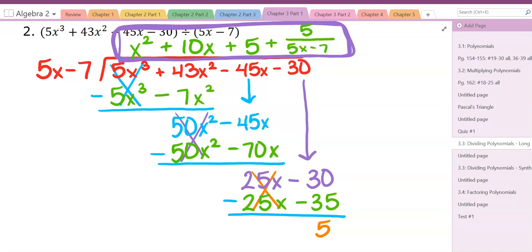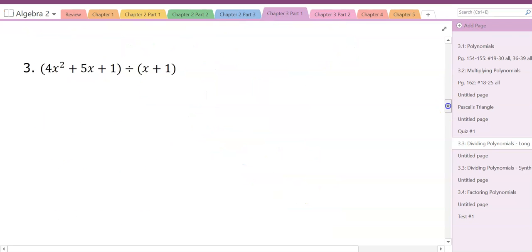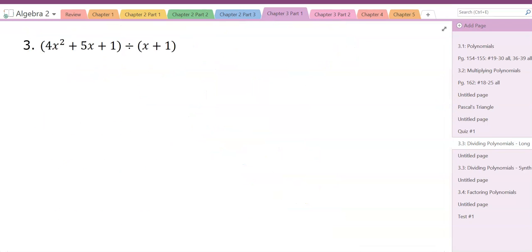Okay, so why don't you guys try this next one. Just do as much as you can and see what happens.